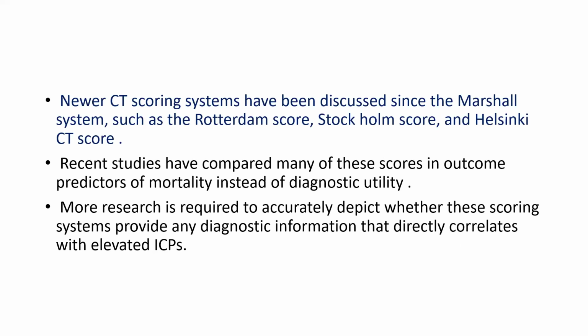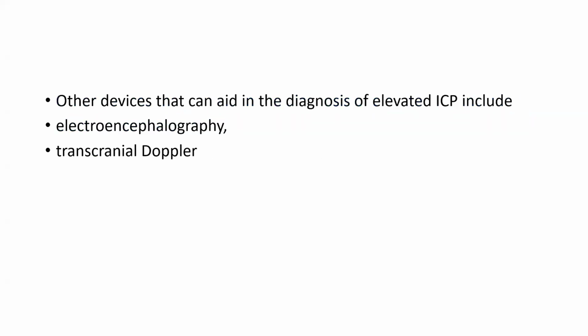Now, newer CT scoring systems have been discussed since the Marshall system, such as the Rotterdam score, Stockholm score, and the Helsinki CT score. A recent study has compared many of these scores as outcome predictors of mortality instead of diagnostic utility. More research is required to accurately depict whether these scoring systems provide any diagnostic information that directly correlates with elevated ICP. Other devices that can aid the diagnosis of elevated ICP include EEG and transcranial Doppler.